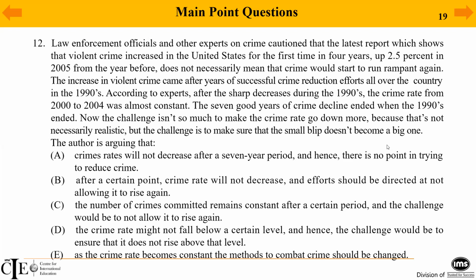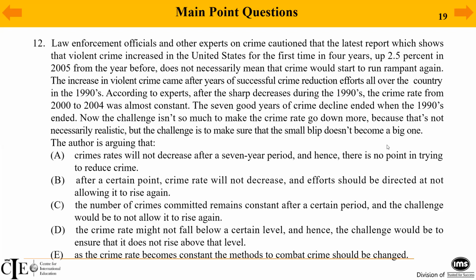So the report is claiming that there is an increase. But these law enforcement officials are saying that it does not necessarily mean that crime will go rampant again. So rampant means widespread. The increase in violent crime came after years of successful crime reduction efforts all over the country in the 90s. According to experts, after the sharp decreases during the 90s, the crime rate from 2000 to 2004 was almost constant. The 7 good years of crime decline ended when the 90s ended.